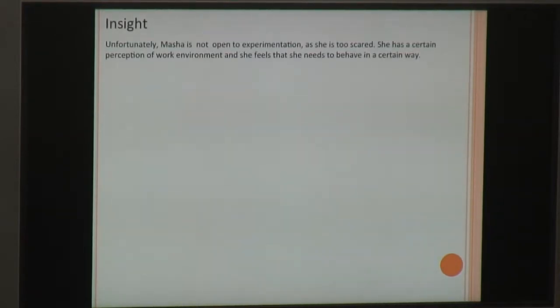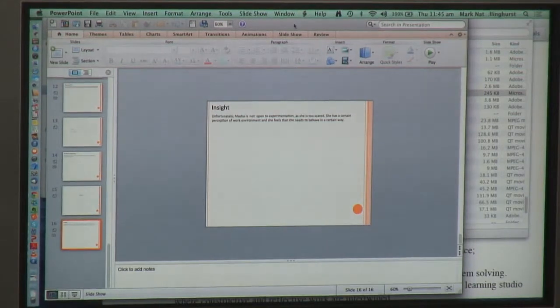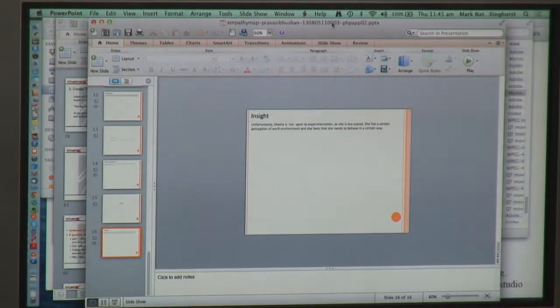Let's look here. So it says the insight is she's not open to experimentation. She needs a certain perception of work environment. She feels she needs to behave in a certain way. So hopefully, once you've got that insight, you can think about how technology or other things can be used to help address her main problem. So that's a couple of examples of how the empathy map works. Does anybody have any questions about that?